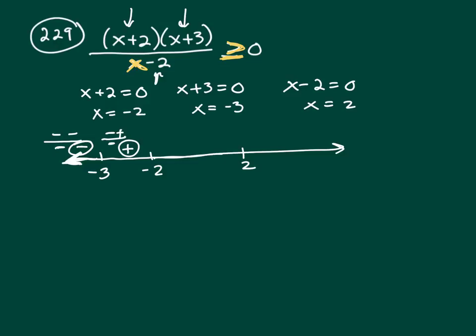Now for this next interval, let's choose 0 and repeat the process. 0 plus 2 is positive. 0 plus 3 is positive. 0 minus 2 is negative. That's going to be negative. Now let's choose the last interval. Let's choose 3. 3 plus 2 is positive. 3 plus 3 is positive. 3 minus 2 is positive. That gives me positive. So the intervals that make it greater than or equal to 0 are here, here, and here. All these. Of course, we've already said we can't let x be 2.